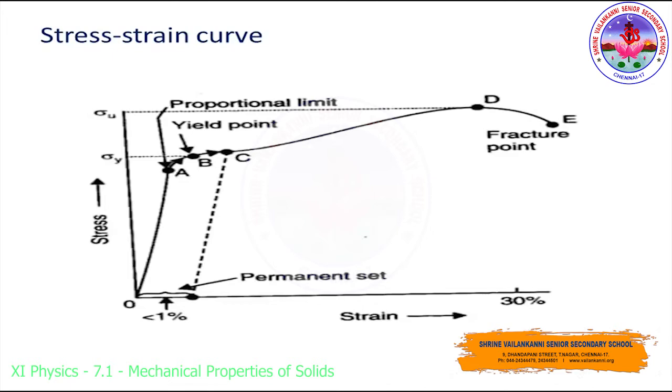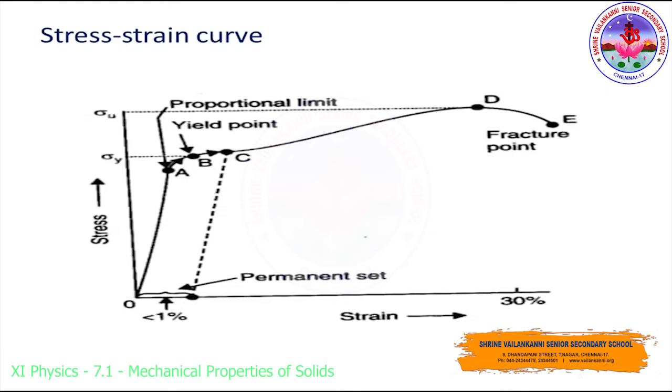The initial part, if you noted, OA of the graph, is a straight line that indicates that the stress is directly proportional to strain. So up to point A, we can say that Hooke's law is obeyed. The point A we call the proportional limit. Until the point A, Hooke's law is obeyed, and after point A, the stress is not proportional to strain.